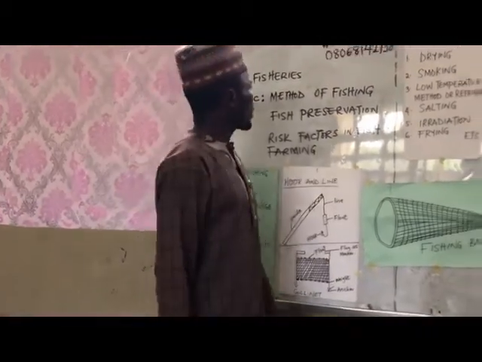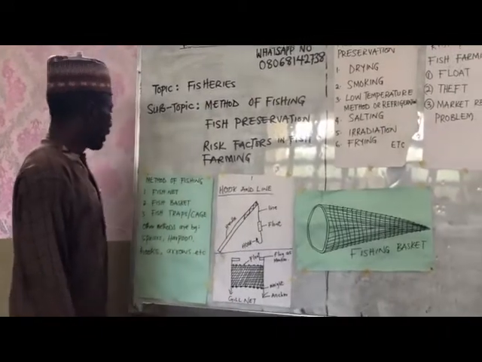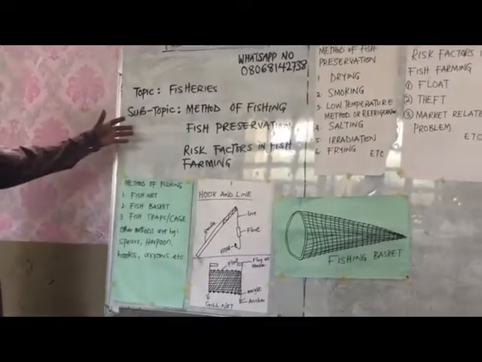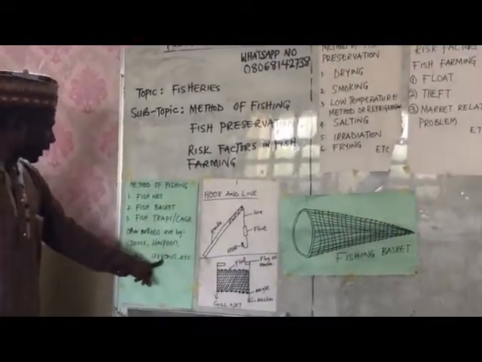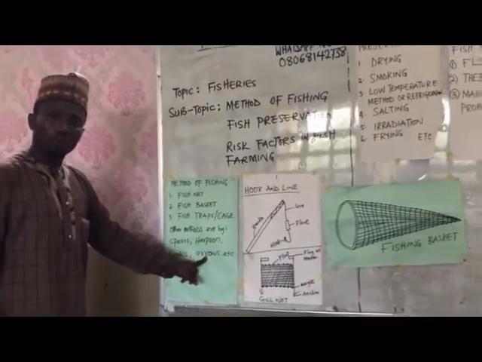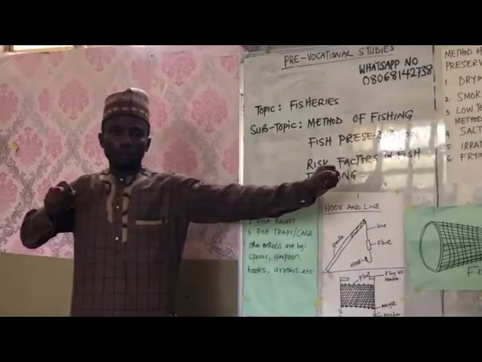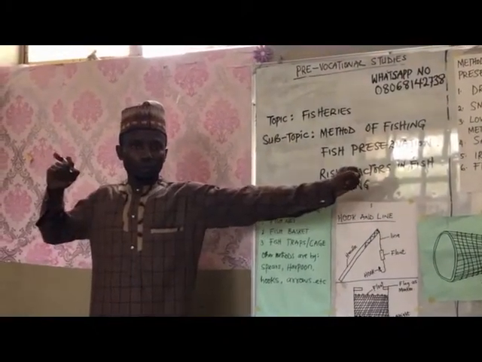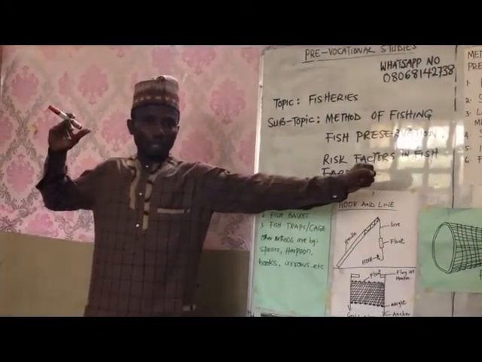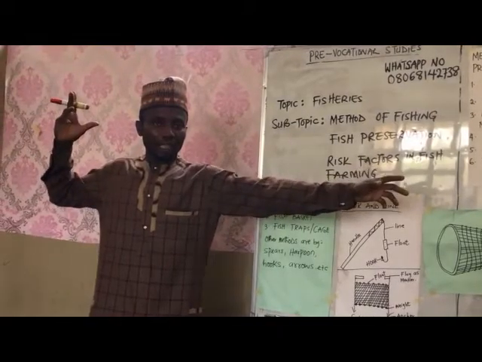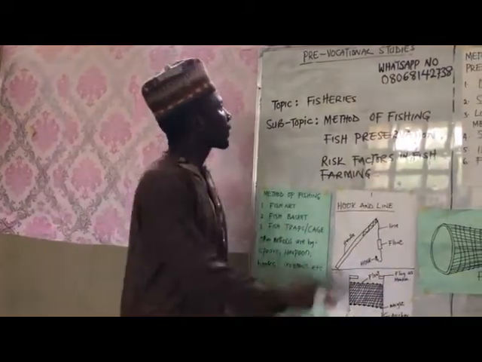Okay, we have arrow, still a method of fishing. Arrow. This one you can put in a bow. Then you shoot it at fish. So that is that.